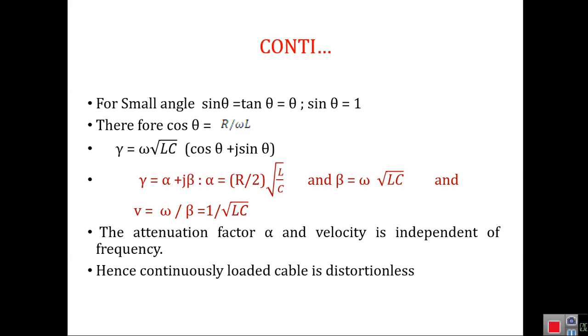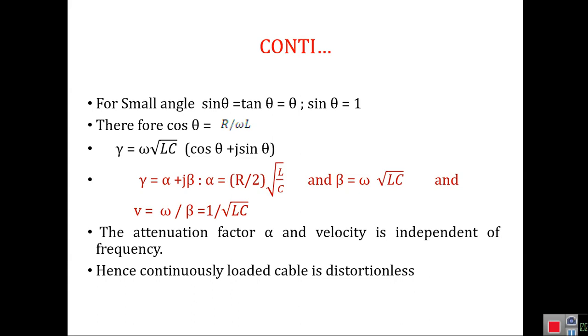We know that there are three types of waveform distortions present in the transmitted wave along the transmission line. One is due to variation of characteristic impedance Z0 with frequency. Then frequency distortion, due to the variation of attenuation constant alpha with frequency. The third one is phase distortion, due to the variation of phase constant beta with frequency. So everything is with the variation of frequency only.